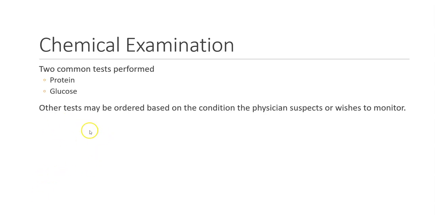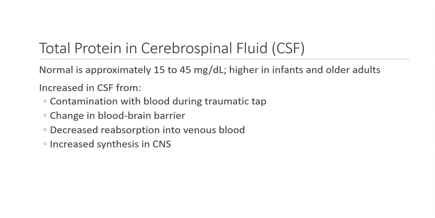In addition to protein and glucose, other tests may be ordered based on the condition the physician suspects, or in an already diagnosed patient, to monitor. The normal CSF total protein is approximately 15 to 45 milligrams per deciliter. It's higher in infants and older adults.